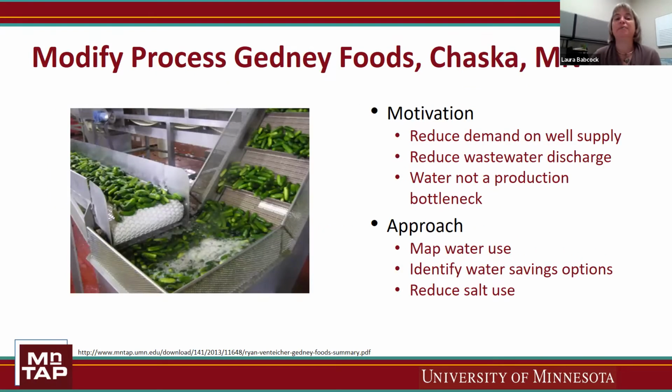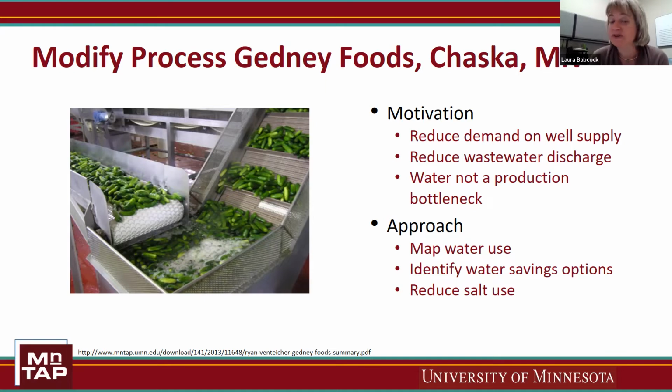Here's an example process at Gedney Foods, the pickle folks. They were trying to reduce their demand of their well supply because they wanted to grow the business at that facility, but were limited by their well supply of water. And they also wanted to reduce their water discharge because that was a very high cost for them. They just wanted water not to be a bottleneck for production increases.